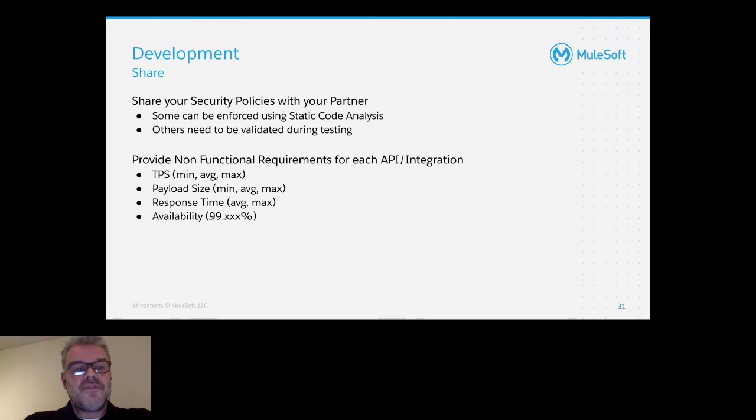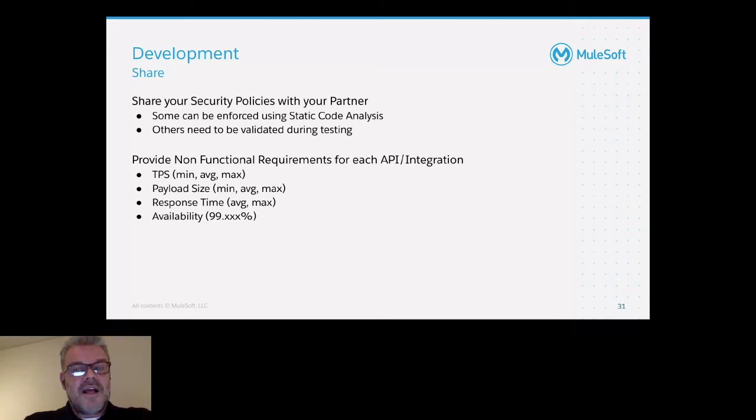And also you need to provide non-functional requirements for each API or integration. It's not okay if you tell a developer, yeah, it needs to be really fast. You need to be able to specify how fast, what's an acceptable response time, what should the availability be, what should the average payload size be, and how many transactions per second are you expecting? Only then will a developer be able to build the best possible application for your request.